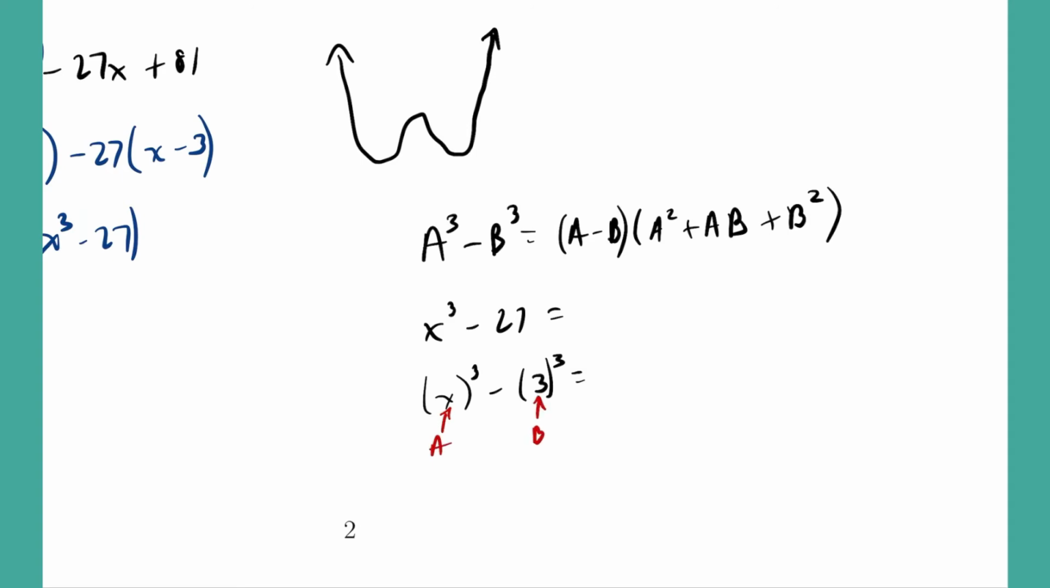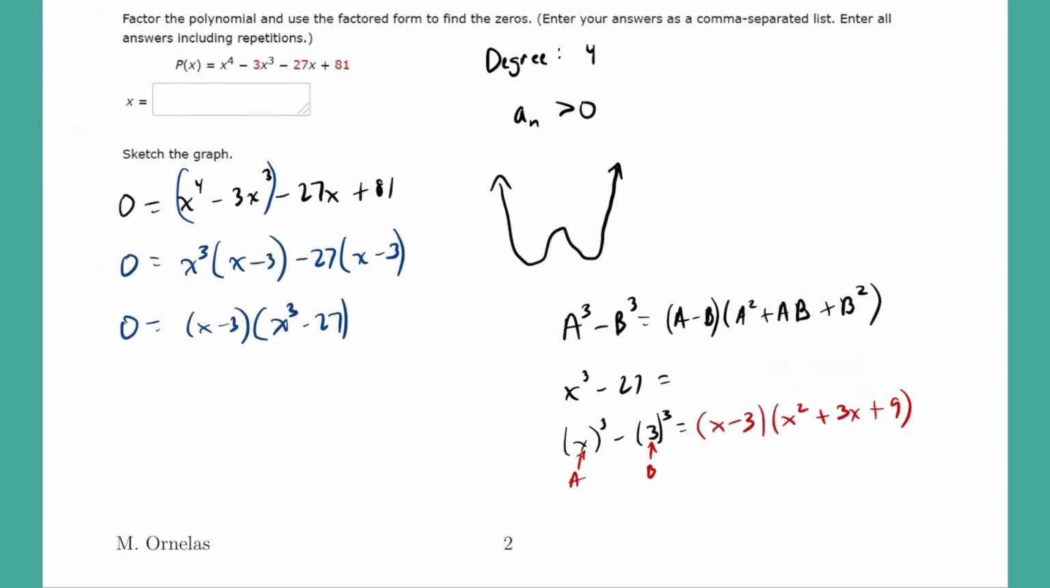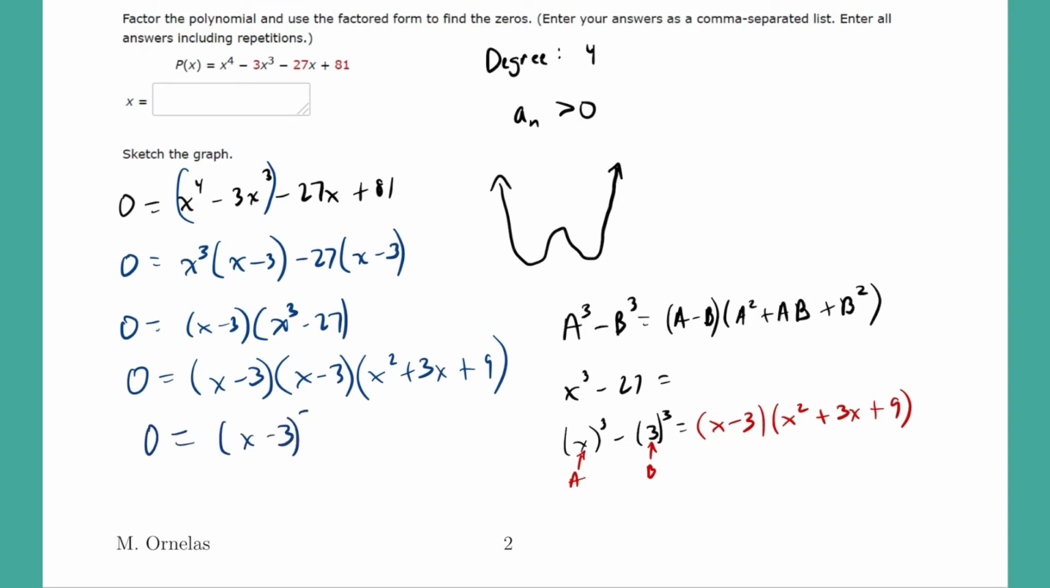So if you're factoring x cubed minus 27, that's going to look like this, which now you can see what your A is and what your B is. So when you plug it into the formula up there, you're going to get x minus 3, x squared plus 3x plus 9. That's what the factorization of x cubed minus 27 becomes. So if we write this out, we're going to have 2 factors of x minus 3.